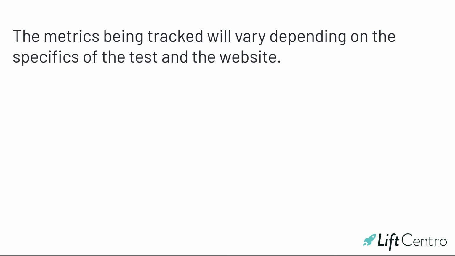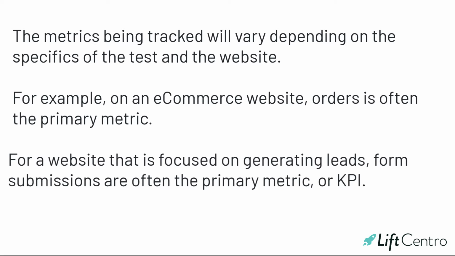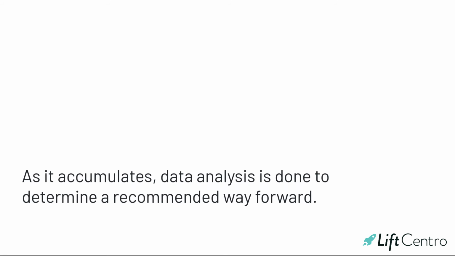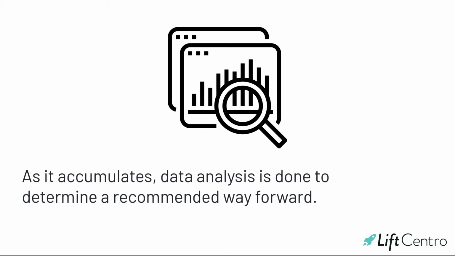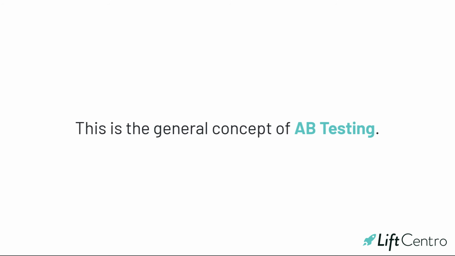The metrics being tracked will vary depending on the specifics of the test and the website. For example, on an e-commerce website, orders is often the primary metric, whereas for a website that is focused on generating leads, form submissions are often the primary metric, or KPI. As experiments run over the course of some days or usually some weeks, the tracked data accumulates. As it accumulates, data analysis is done to determine a recommended way forward. This is the general concept of A/B testing.